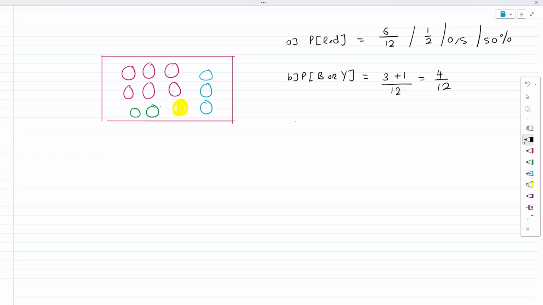Now, this one is also important. The theoretical probability of getting not green. Now, this not sign is a bit annoying sometimes because sometimes you could see a small apostrophe like that. And this is not green. So not green means I just remove green and everything else is not green. So theoretically, the probability of not green is 10 over 12.